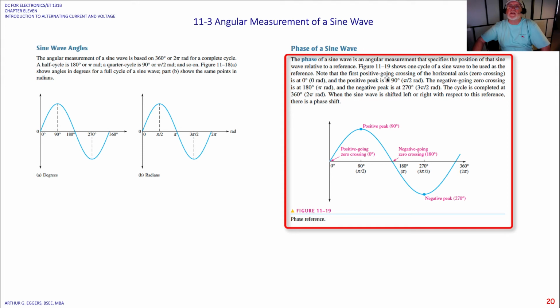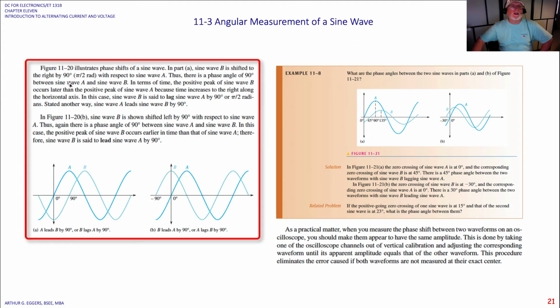Note that the first positive going crossing of the horizontal axis, the 0 crossing right here in the middle, is at 0, and the positive peak is at 90. So we're at 0, 90, 0, minus 90, or 270, back to 0. We can look at this as 0, pi over 2, pi, 3 pi over 2, 2 pi. So the cycle is completed at 2 pi. When the sine wave is shifted right or left with respect to the reference, then we have a phase shift, which we will get into later.